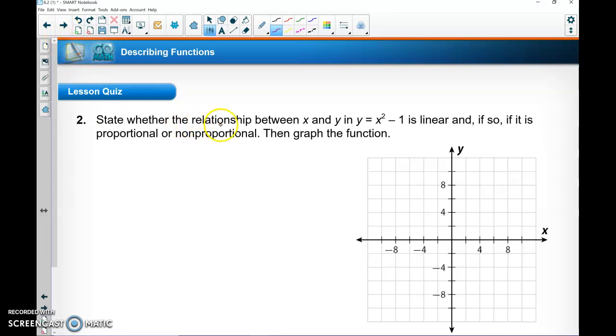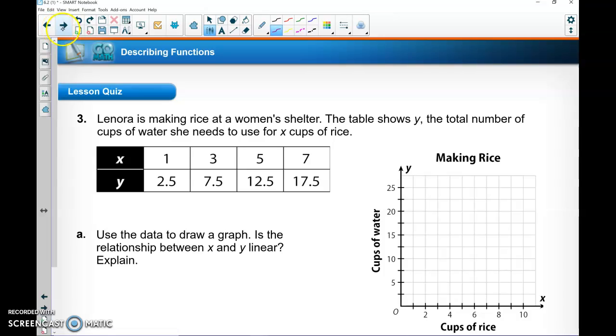This one, state whether the relationship between x and y in y equals x squared minus 1 is linear. If so, is it proportional or non-proportional? Again, it breaks one of those 5 rules. They like this same rule that they keep breaking. It is x squared. So that breaks one of those 5 rules. So it ends up being non-linear. I believe that was the last one. Nope, one more.